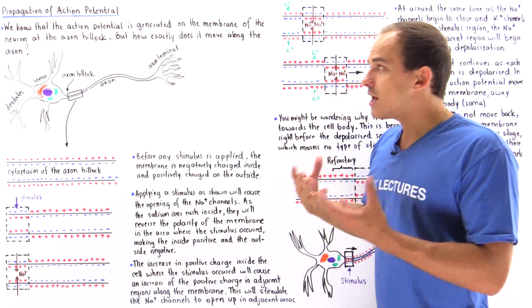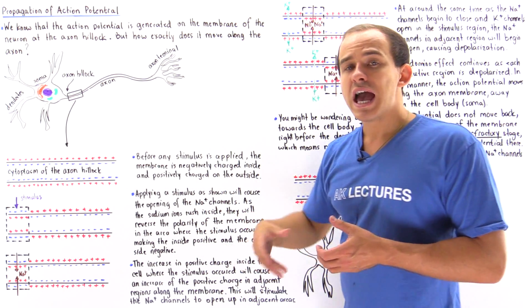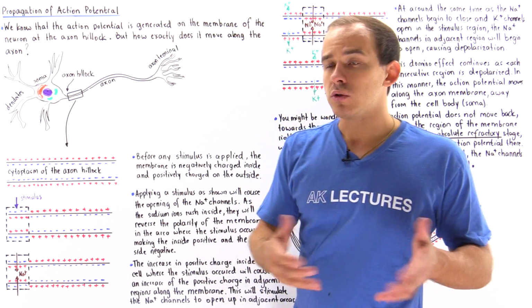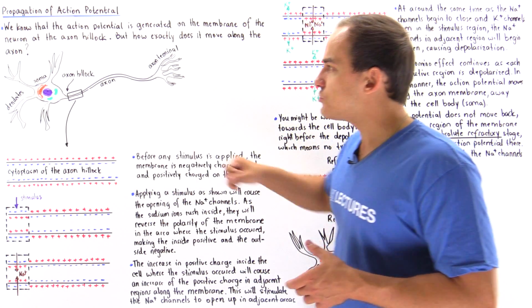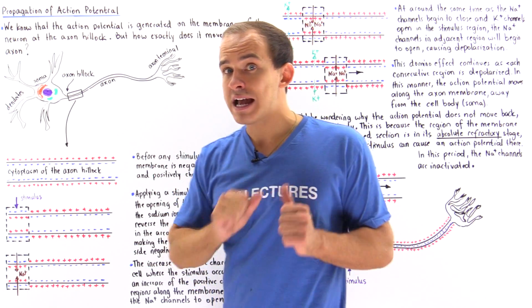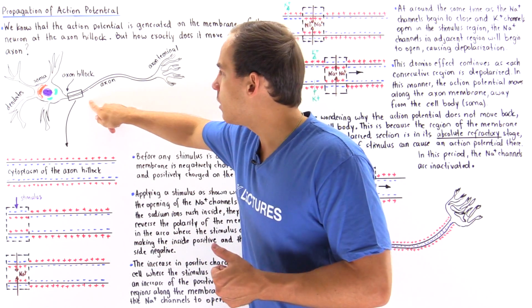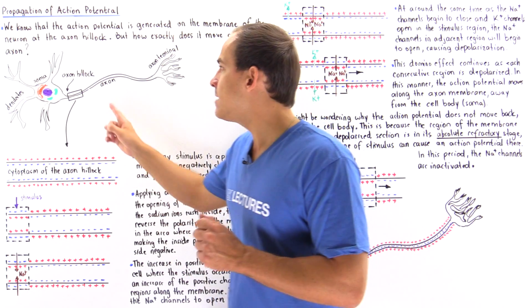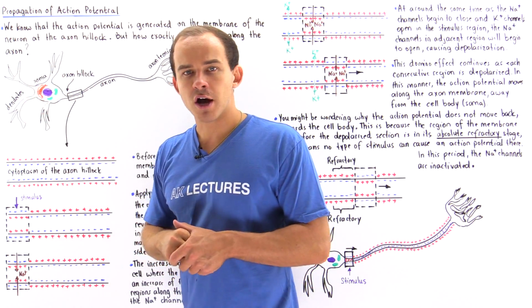Now that axon hillock receives the stimulus, and if the stimulus is high enough, if it reaches the threshold value, an action potential is generated on the axon hillock, and then that action potential somehow moves along the axon and all the way to the axon terminal, away from the soma of the neuron.